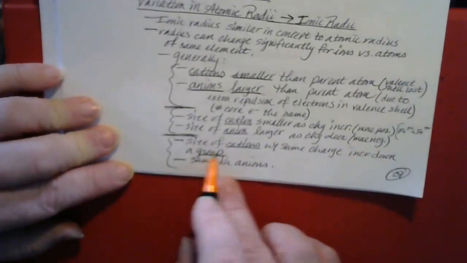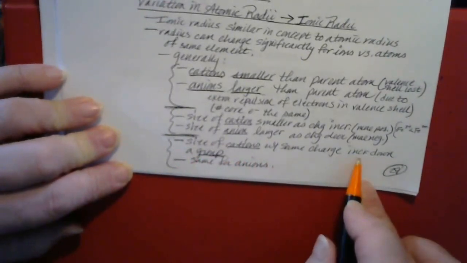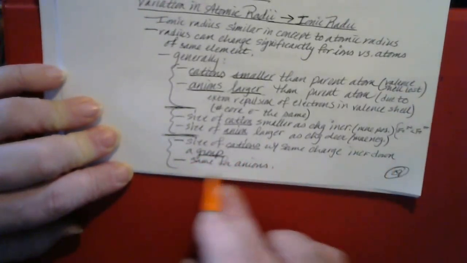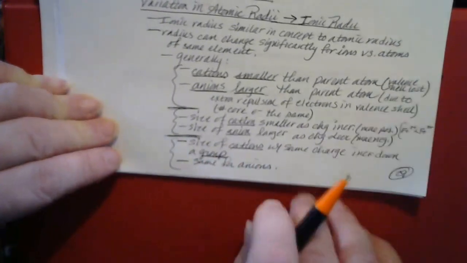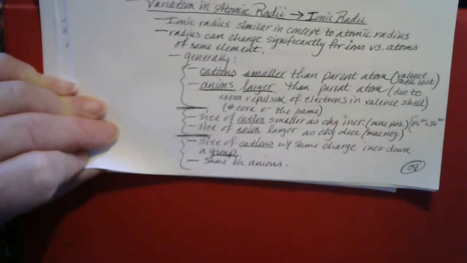If you've got cations with the same charge, then the trend is that the size of the ion will increase going down a group, and it's the same for anions, which makes sense because, again, you're adding a whole new shell of electrons as you go down a group.